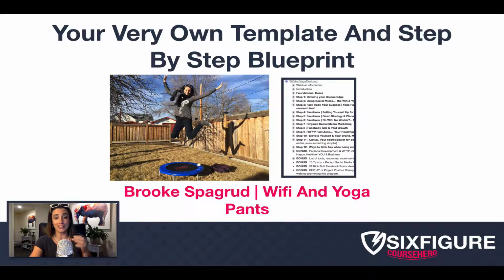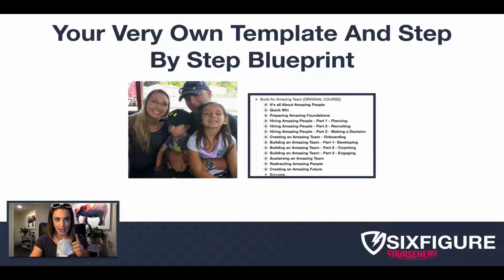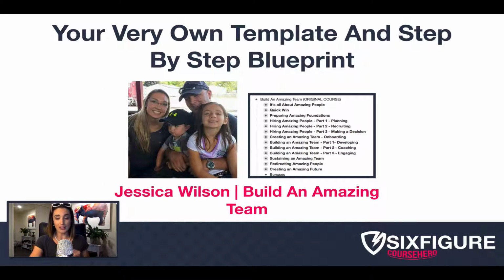This is the amazing Brooks Bagrud. She's creating a cool course called Wi-Fi and Yoga Pants. Again, she's going through the same system. Here's the amazing Stephen Kirby, one of my clients here too. He is the Cairo Kangaroo. Again, the exact same system. Are you getting the point here? And here is the amazing Jessica Wilson. She's creating a course called Build an Amazing Team. And she, again, is going through the exact same system.